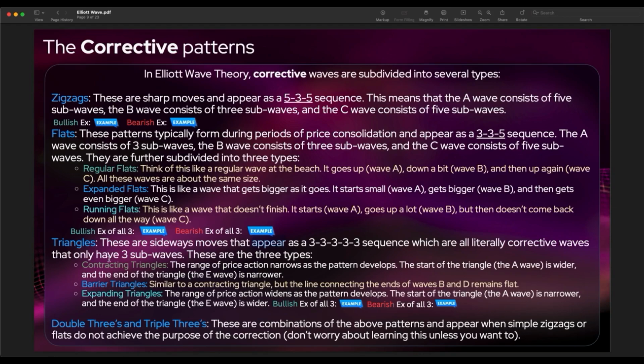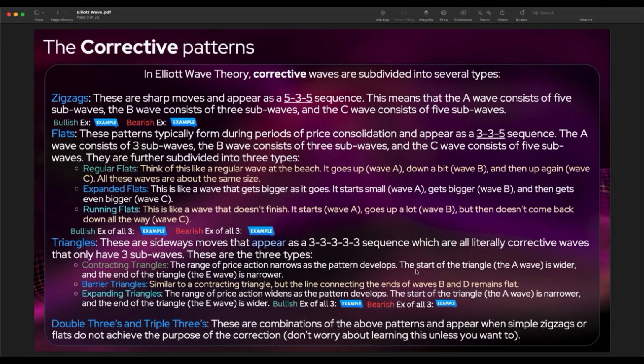Now we have triangles. These are sideways moves that appear as a 3-3-3-3-3 sequence, which are all literally corrective waves. They only have 3 subwaves. These are the 3 types. You have your contracting triangles, barrier triangles, and expanding triangles. The range of price action narrows as the pattern develops. So price literally starts narrowing.